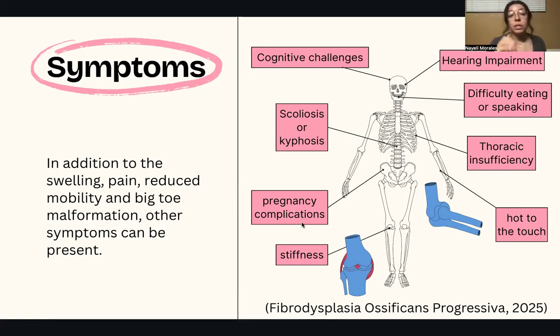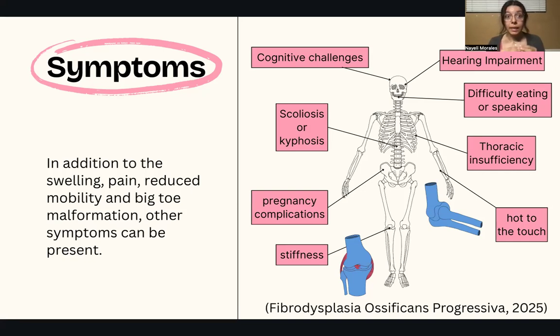Pregnancy complications, this is only applicable to those who are able to find a mate and procreate, right? And if they do happen to have a child, a C-section would be necessary because the joints would fuse together and it would be very hard to get the baby out of the mother, right? Or through the birthing canal.